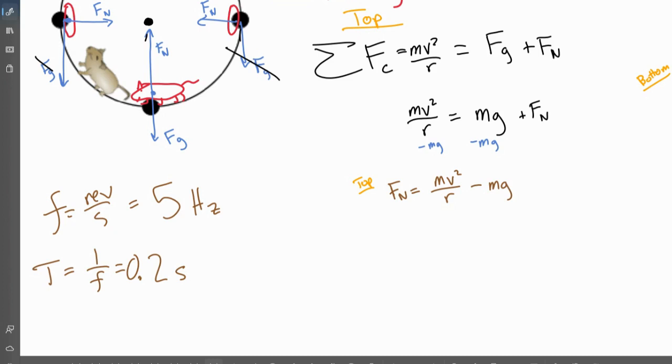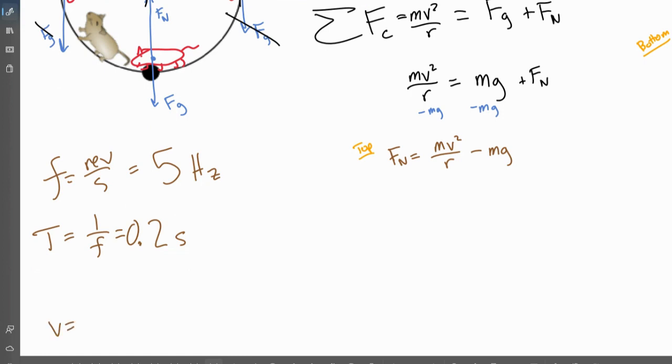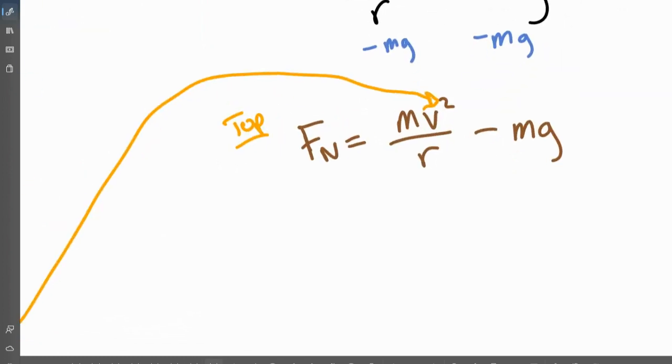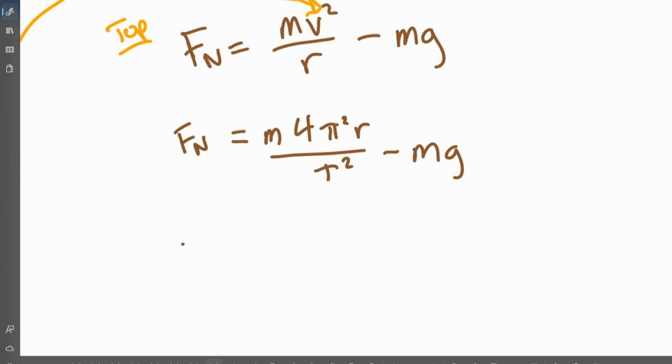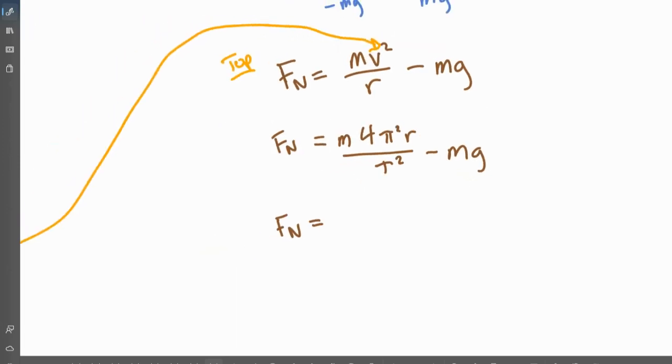Well, we could get velocity from that, right? By plugging in velocity is 2 pi r over t, distance over time. The other way to do it is just plugging 2 pi r over t in for velocity right there. What that gets us is m times the other version of acceleration, 4 pi squared r over t squared. Remember, I told you to memorize that. I hate saying the word memorize, but I told you to memorize it. So this tells us normal force at the top of the circle.